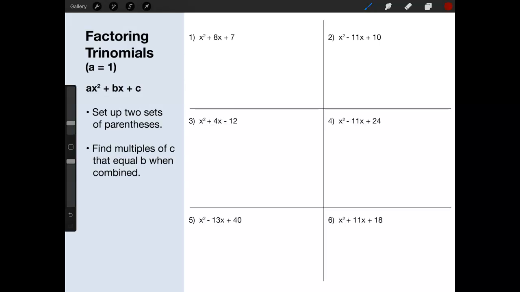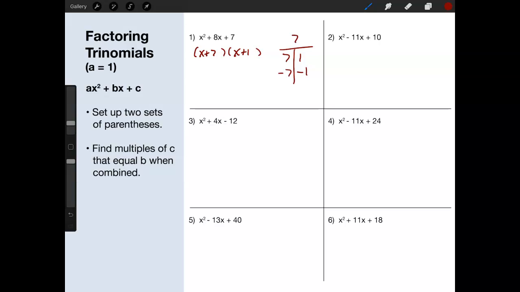For example 1, we have x squared plus 8x plus 7. We want to find multiples of positive 7 that when added together equal positive 8. So we're going to set up our two parentheses. And the only multiples to get positive 7 would be 7 and 1, negative 7 and negative 1. We want positive 8, so we're going to go with x plus 7 and x plus 1.